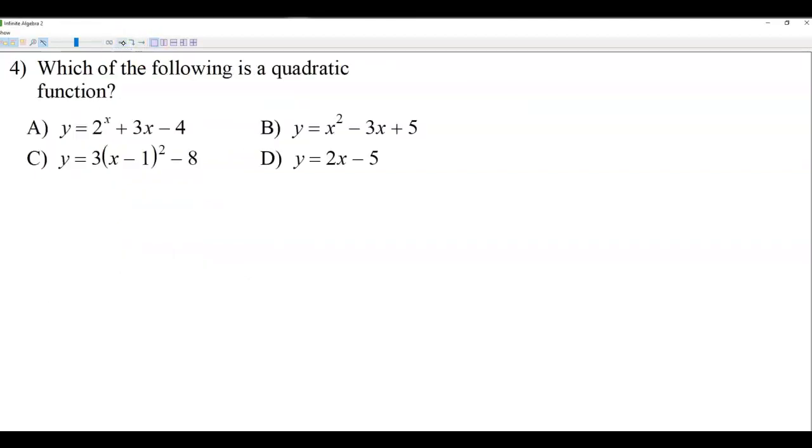Number 4. Which of the following is a quadratic function? Well, we're looking for functions where the highest power is a 2. So that would be this one. It has a highest power of being 2. And this one, it has a highest power of being 2.